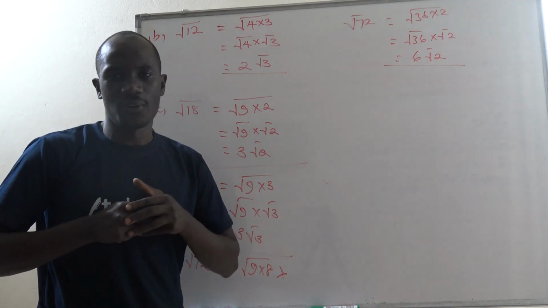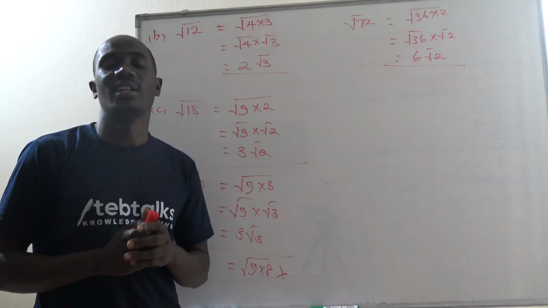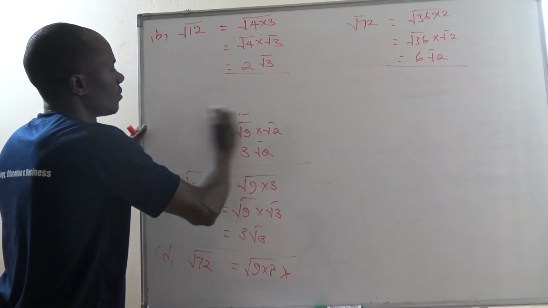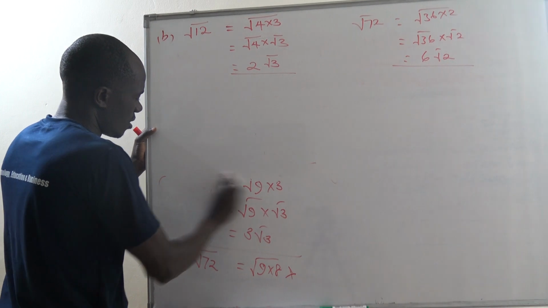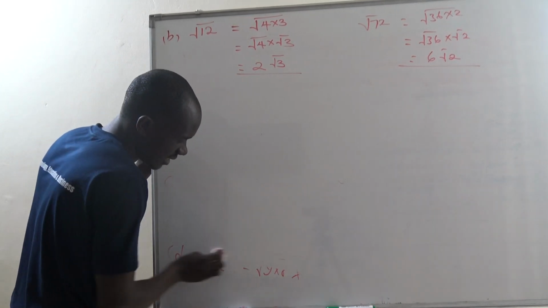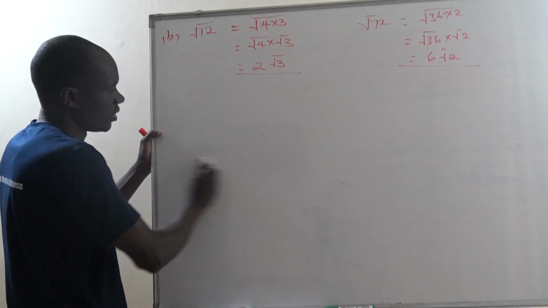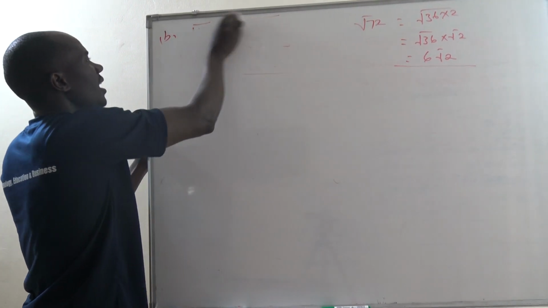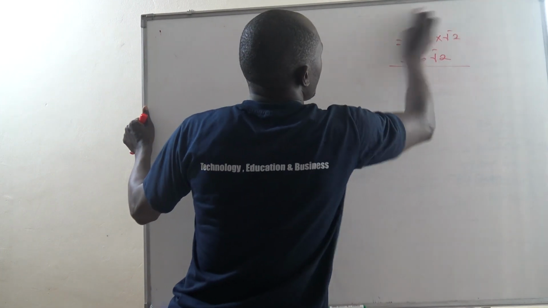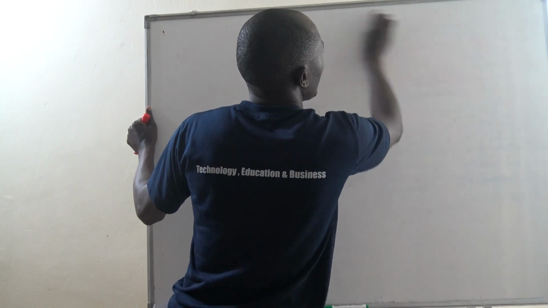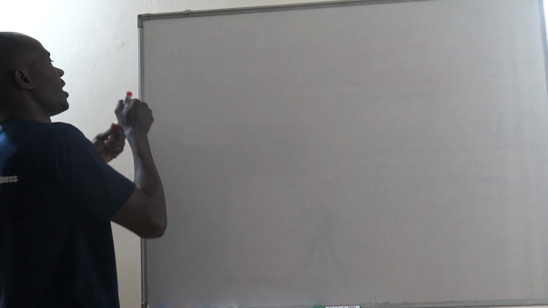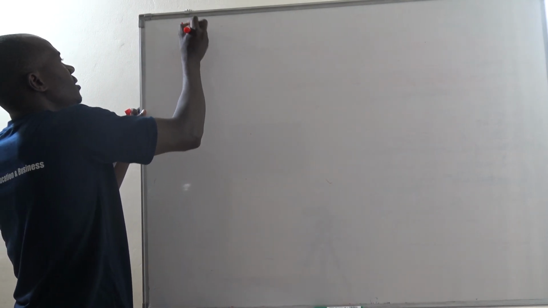So now we are moving on to addition and subtraction of surds. With surds, they can be added or subtracted so long as the root in question is the same. They can be added or subtracted. But if the roots are not the same, automatically they cannot be added together. So we are going to look at addition and subtraction of surds.